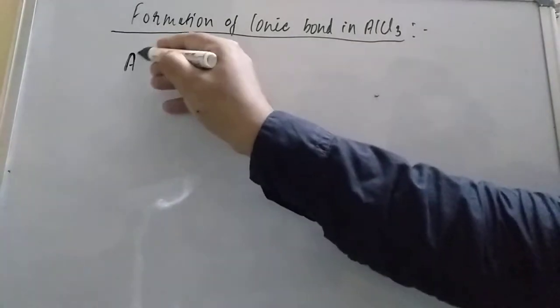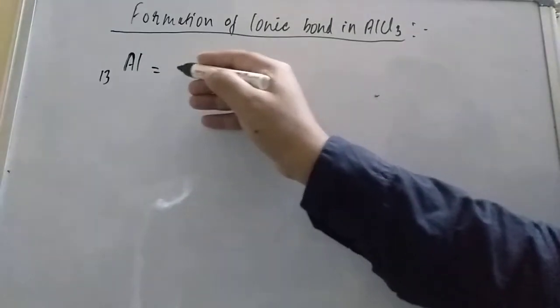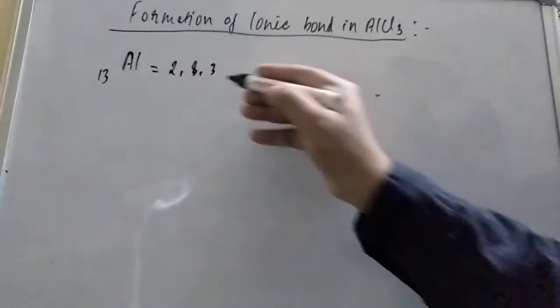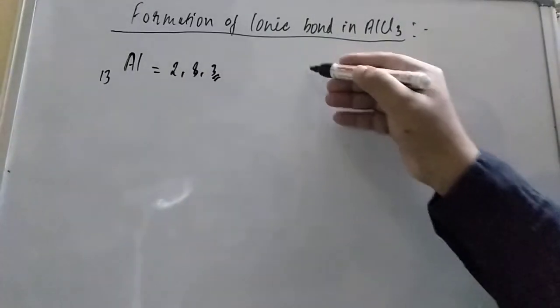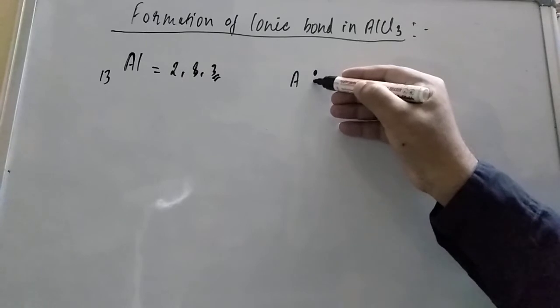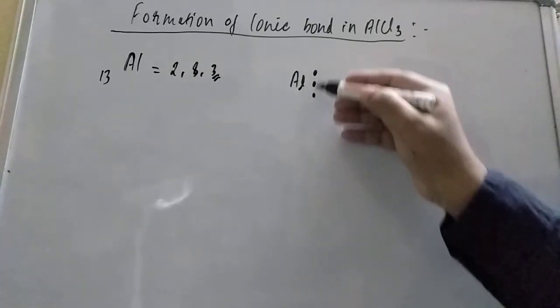Here is the aluminum. Aluminum atomic number is 13. So you see the configuration: 2, 8, 3. That is 13. How many valence electrons? 3. So if you are representing the Lewis dot symbol for aluminum, how can you represent it? 1, 2, 3. Aluminum can be represented as Al with 3 dots.